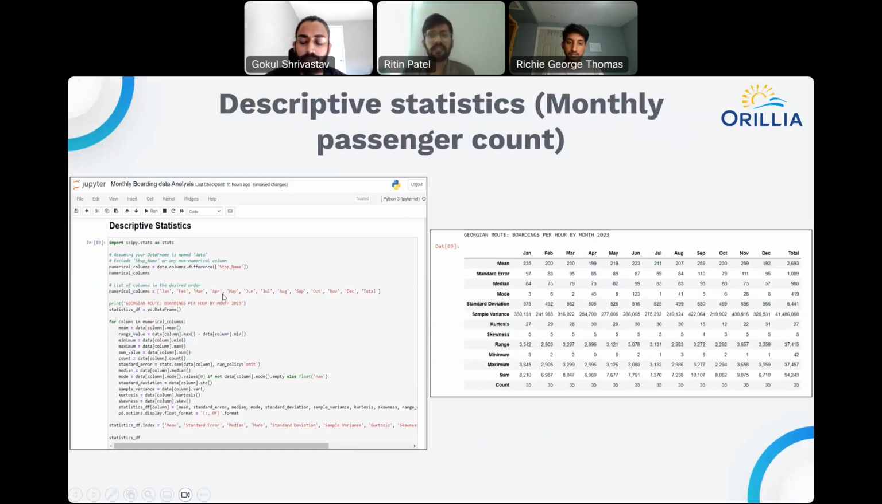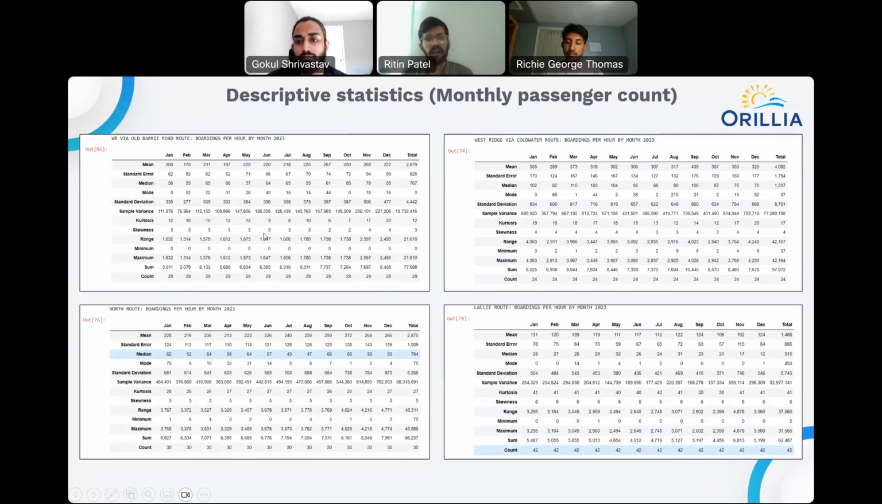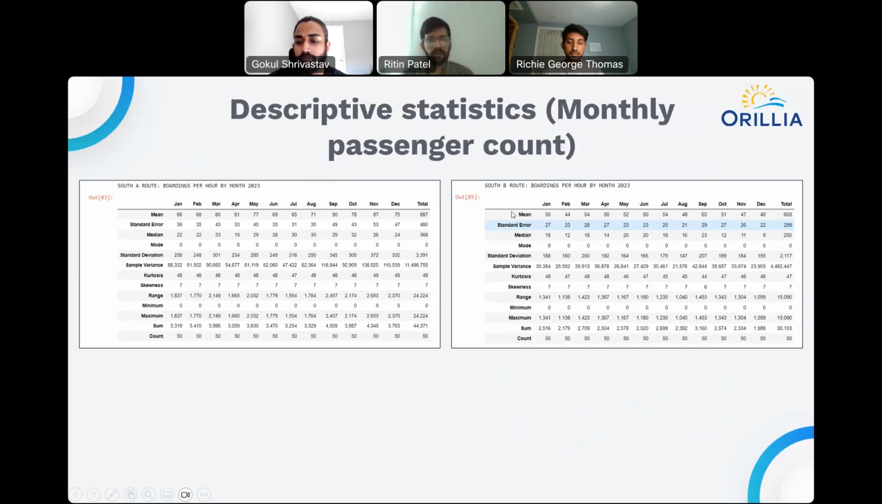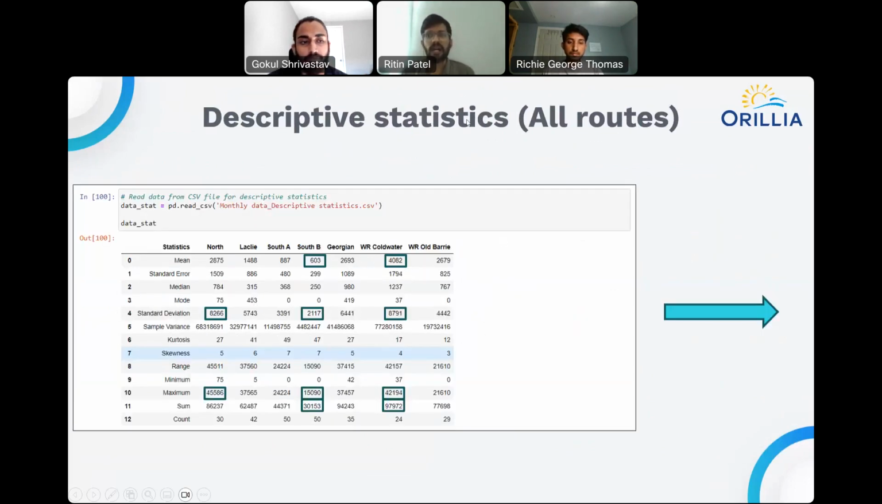So we have done similar descriptive statistics for monthly data as well. This is the code and this is the final output for descriptive statistics. This is the descriptive statistics for Georgian route. Similarly, descriptive statistics for four other routes, Westridge via Oldbury, via Cold Water, Lackley, and North route. Similarly for South A and South B. Now, as I did for hourly data, we have also done the overall descriptive statistics for monthly data.